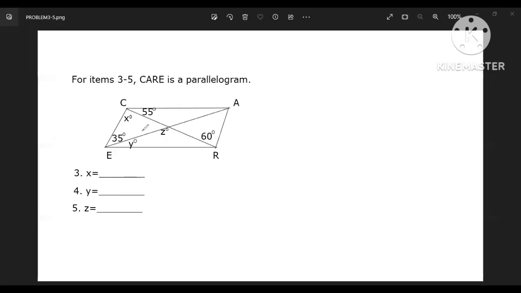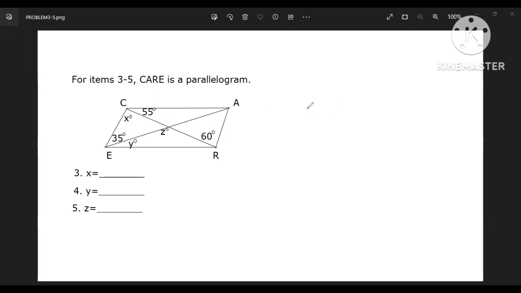Okay, let's now go to the next problem. For items 3 to 5, CARE is a parallelogram with the given angles 35, 55, and 60, and you're asked to find x, y, and z. Now, from the given angles, we cannot simply apply the properties of a parallelogram. Why? Kasi yung mga angles natin hindi naman buo, no? Only a portion of the angles are given. So how do we find the missing angles?